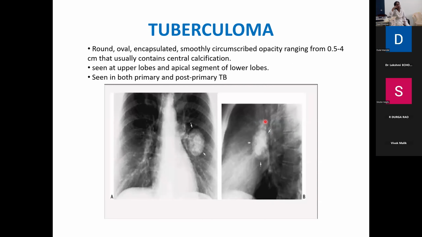Then you can also get it like a tuberculoma, an isolated opacity. It will be round and smooth. It's not like the other opacities that we have seen in Ghon focus, which was not so round and smoothly circumscribed. This is so round and smoothly circumscribed, and you can see much density in the center. This is the calcification, and this can be seen in both primary as well as secondary tuberculosis.